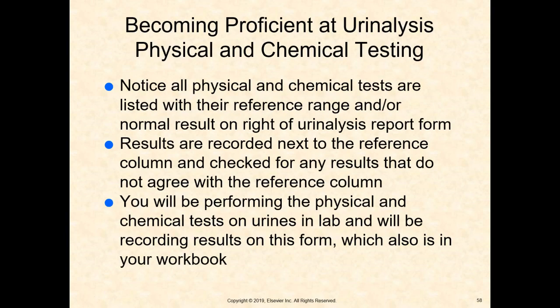All right, so coming across one of our last ones here, becoming proficient at urinalysis. Notice all physical and chemical tests are listed with a reference range on them. Results are recorded next to the reference column and checked for any abnormal results. You'll be performing the physical and chemical tests on urines in lab. We'll also be recording those results on a form, which is also in your workbook. This is what we're going to perform in class at the beginning of next week. Make sure that you are aware of the testing process, because we're going to go through that pretty quickly before we go ahead and start this.